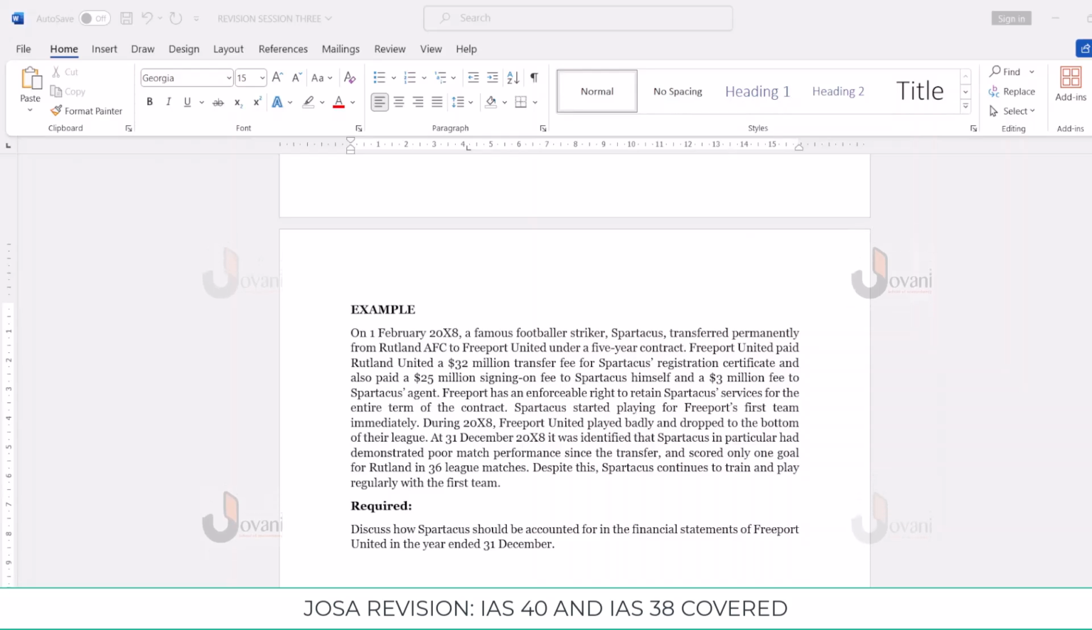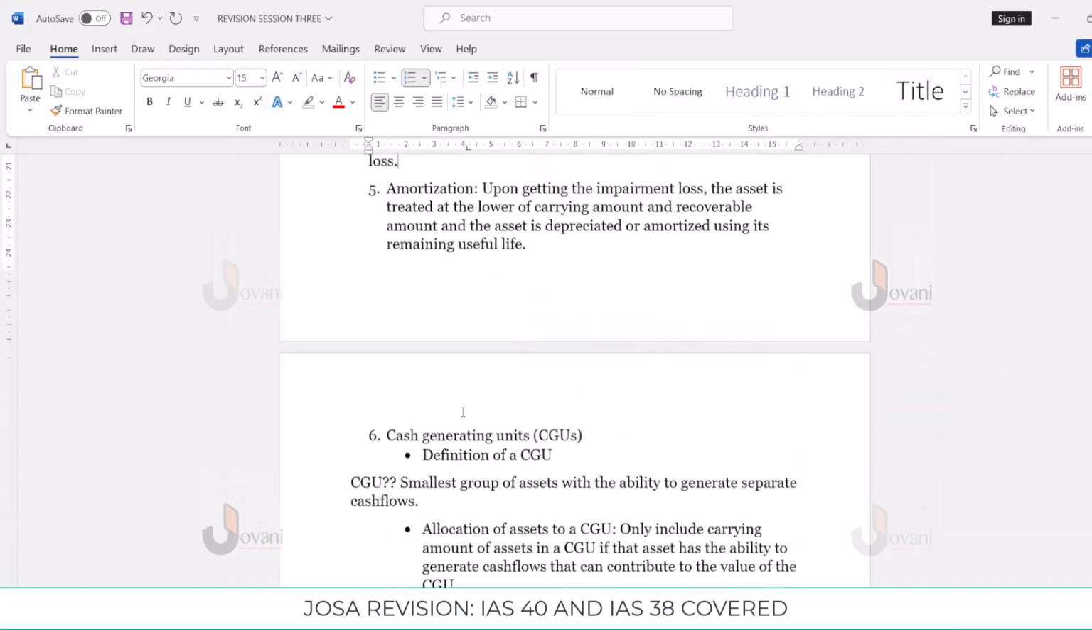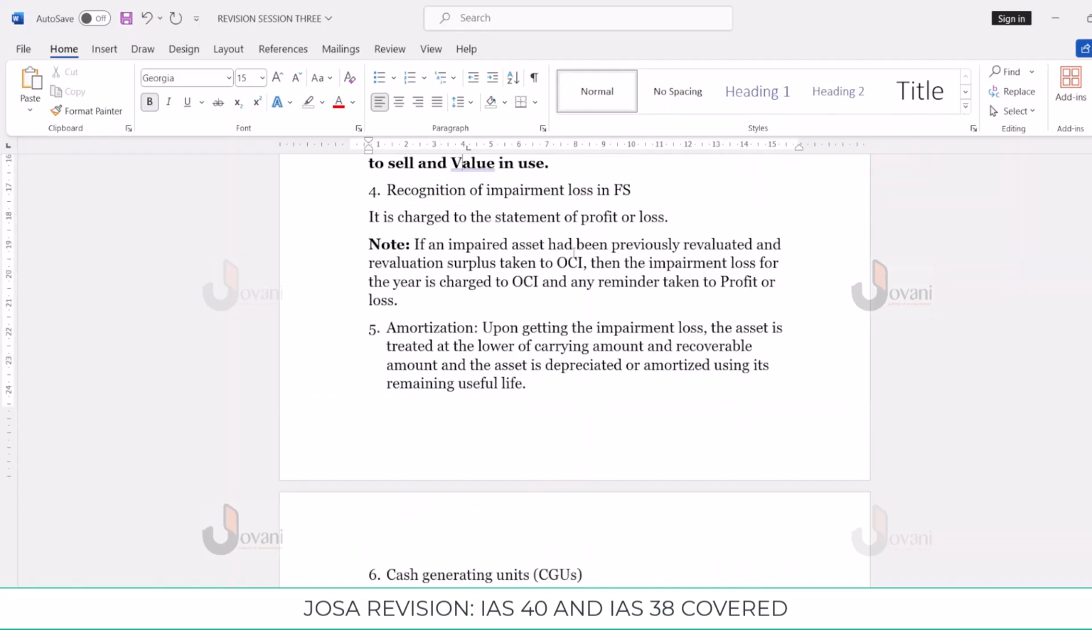Yes. Are you getting it? So you can't take it to... remember we said you take the lower. Do you remember this statement here? Let me show you. I put it on. The lower of the carrying amount and the recoverable amount.